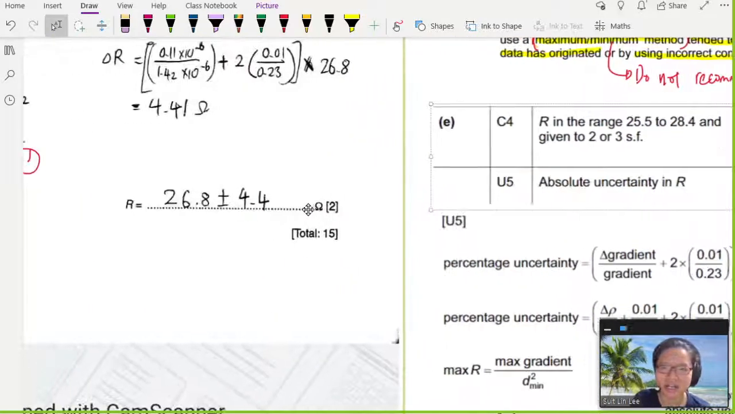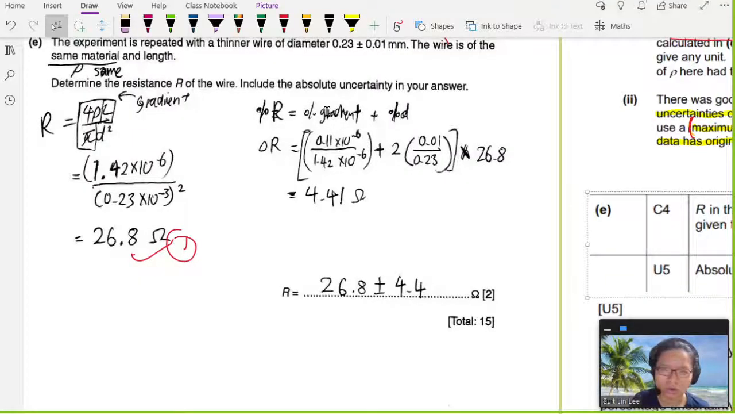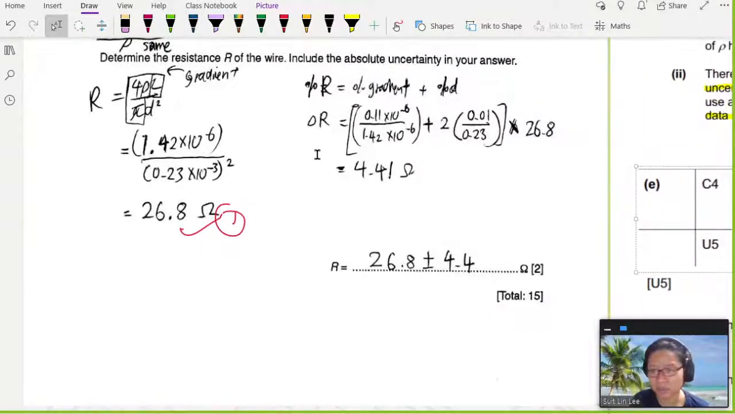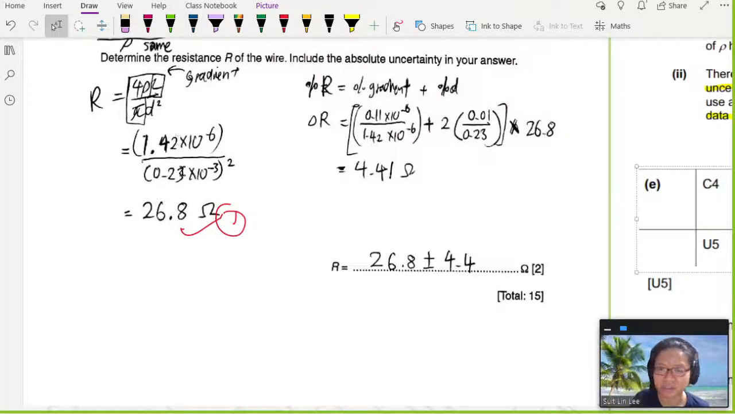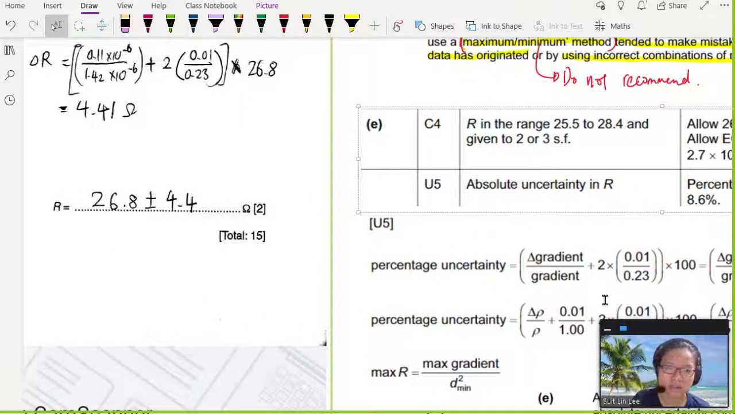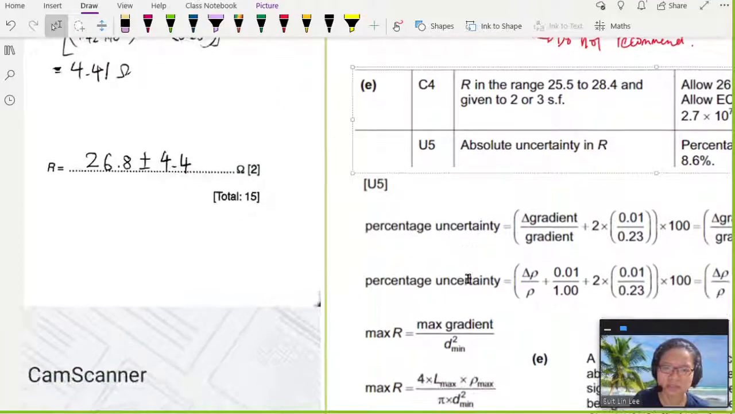So we will not penalize you for POT. Absolute uncertainty in R. How do we find the absolute uncertainty in R? You take the percentage uncertainty in gradient plus the percentage uncertainty in the diameter, because that was how you find R in the first place, what you see here. So the percentage uncertainty in gradient plus 2 times the percentage uncertainty of the diameter. Okay, correct. So this is the absolute uncertainty.